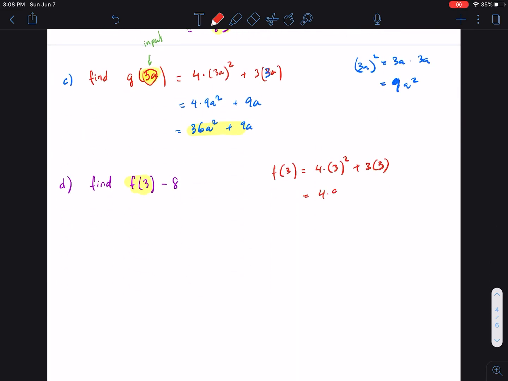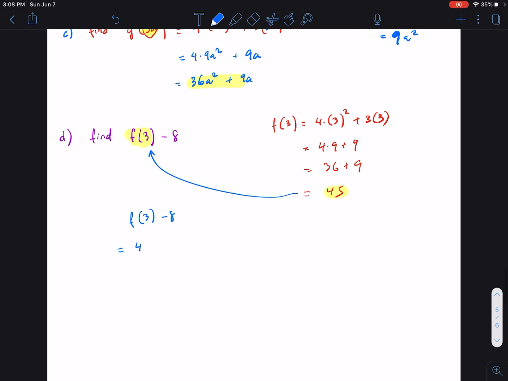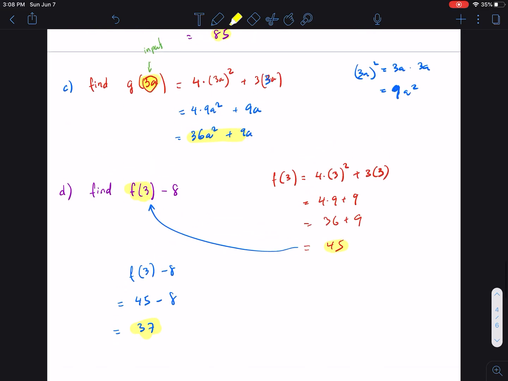So 4 times 9 plus 9, 36 plus 9 is 45. So we take this and plug that back into here, and now we can do the math. So 8 minus f of 3 equals 8 minus 45, so that's 37. So our answer in this case is going to be 37.